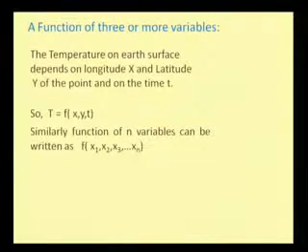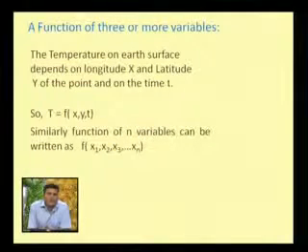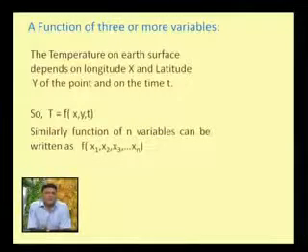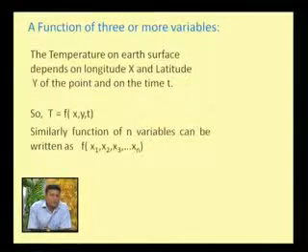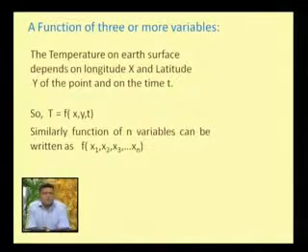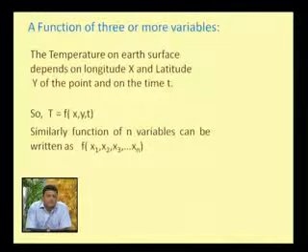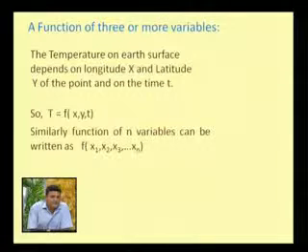The temperature on the earth's surface depends on the longitude x and latitude y of the points and on the time t. So now we have three variables: one is x, another is y, and the other is time t. So the temperature is a function of x, y, and t. So this temperature function is a three variable function. Similarly, a function of n variables can be written as f of x1, x2, and so on up to xn. So this is a function of n variables, right.